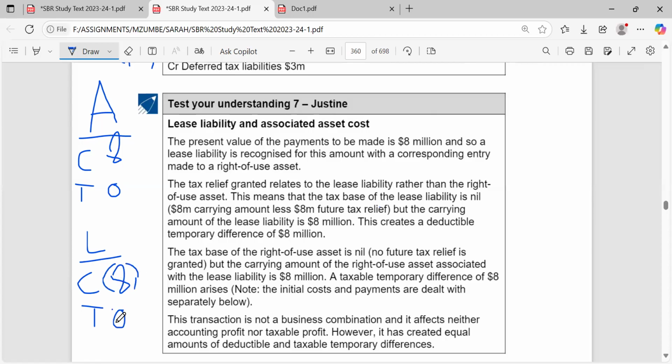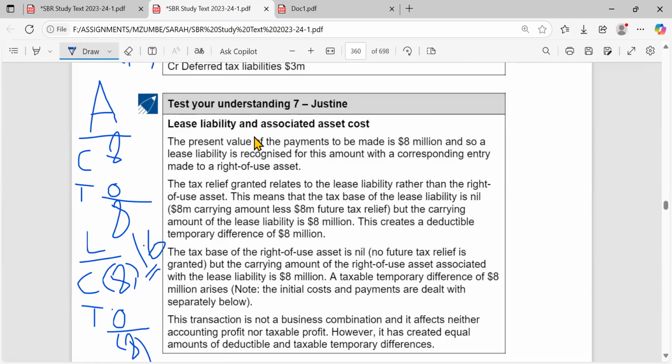So it's just like the previous question, right? You'd have negative 8, which would be allowable. And for the asset here, you'd have positive 8, which would be taxable. You see that one? So if you just take this one and multiply by 20%, 8 times 20% should be 1.6, right? And so you should have a deferred tax asset of 1.6 and a deferred tax liability of 1.6, just like the previous question. But now we have additional costs being incurred.